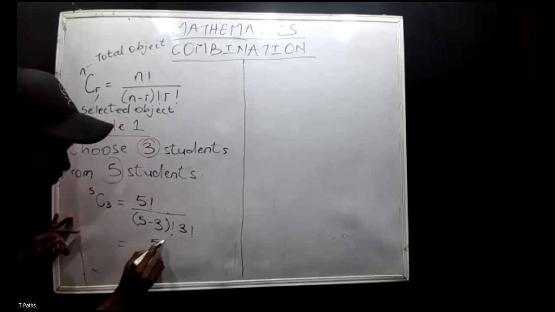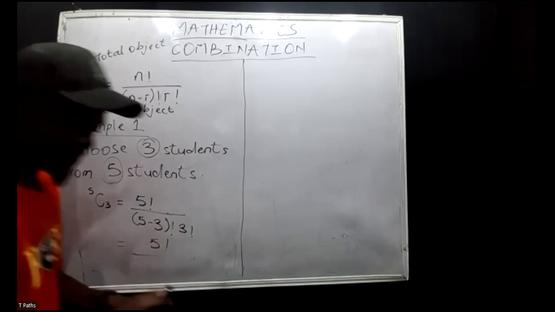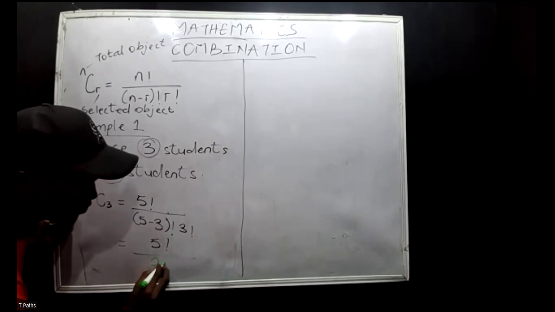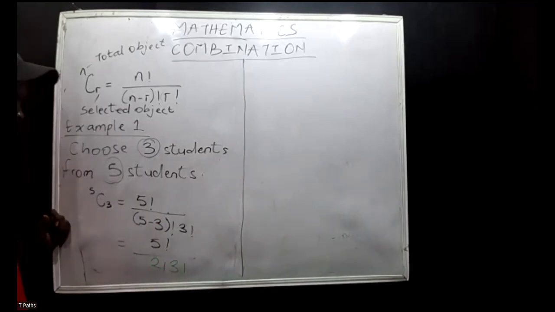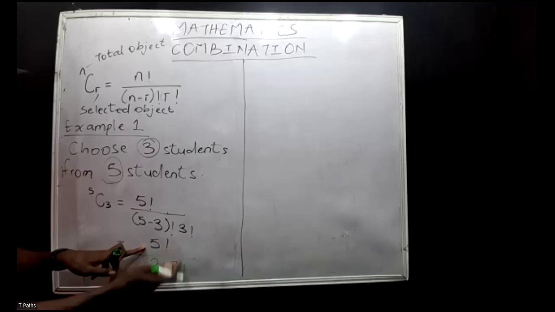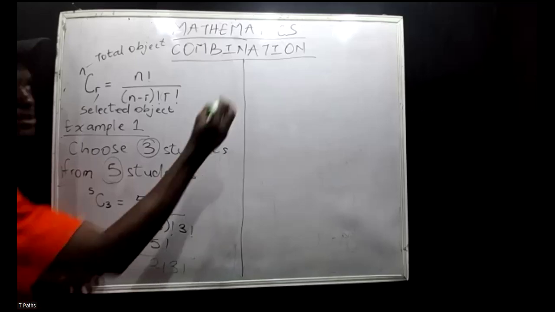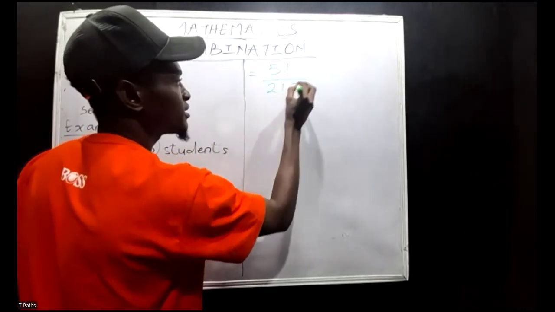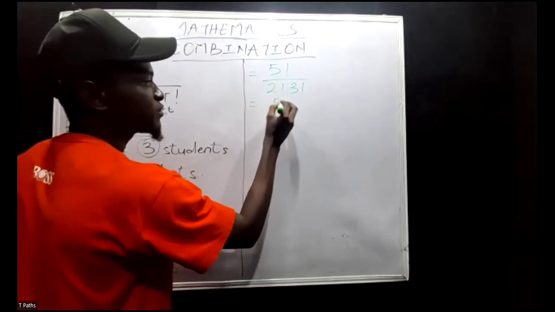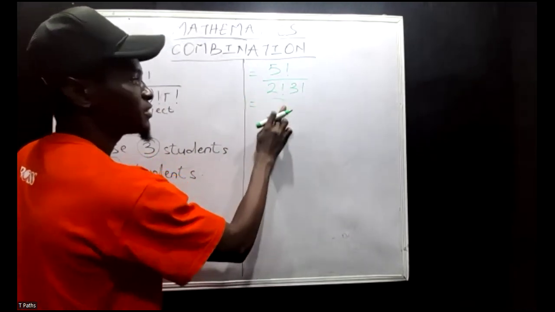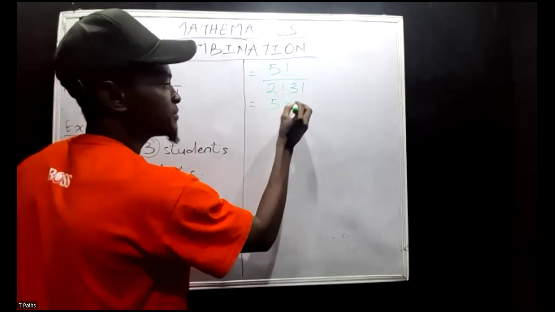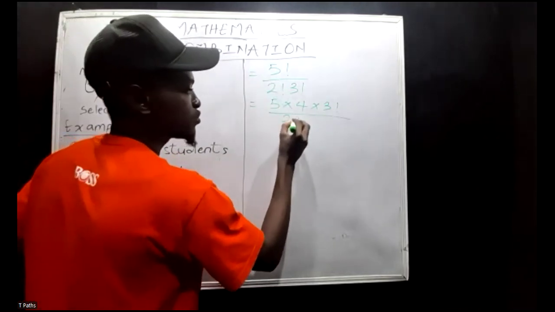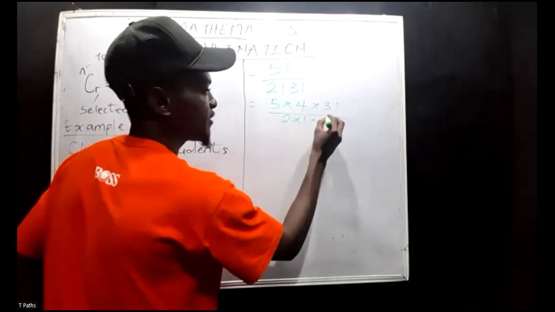Simplifying this, we have 5 factorial over 5 minus 3 factorial. 5 minus 3 is 2 factorial, so we have 2 factorial, 3 factorial. Let me write this here first: 5 factorial over 2 factorial, 3 factorial. Breaking it down, we have 5 times 4 times 3 factorial, divided by 2 factorial, which is 2 times 1, then times 3 factorial.